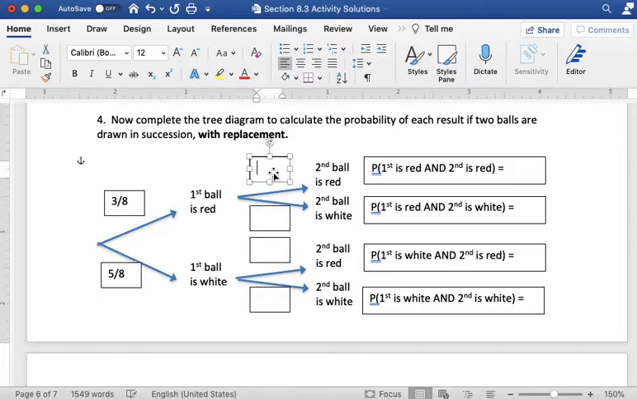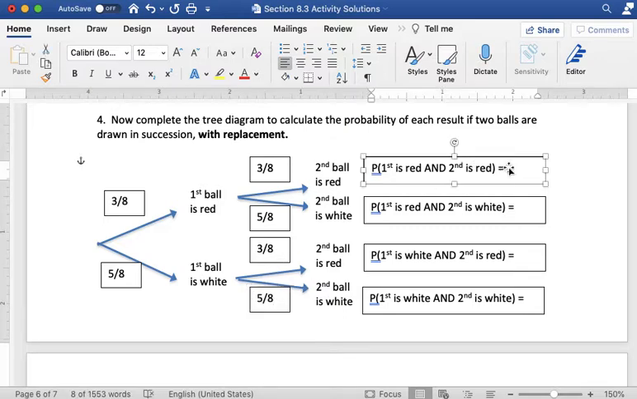Now, I'm putting that red ball back in the box before I draw my second ball. So that means the probability that the second ball is red is still going to be 3/8 because I still have 3 red and 5 white in the box. And the probability of white on the second is still 5/8. And it's the same whether the first ball is red or the first ball is white because I always have 3 red balls and 5 white balls in the box. So these probabilities are both 3/8 and 5/8.